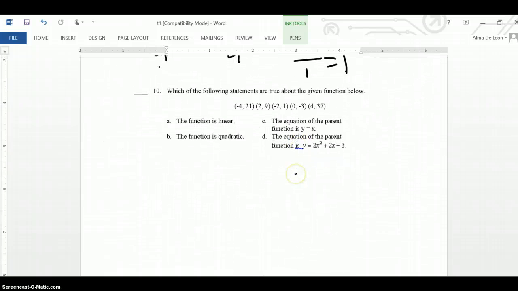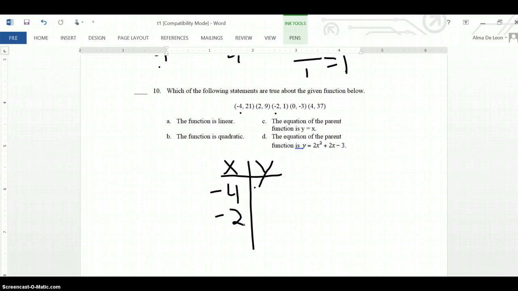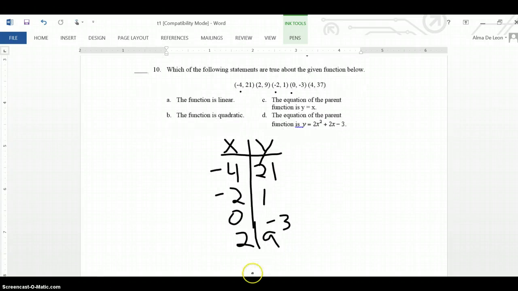Number 10. Which of the following statements are true about the given function below? So we first have to determine whether it is linear or quadratic. Again, we're going to do that by looking at the rate of change. I'm going to list my x's from smallest to biggest. -4, -2, -4 goes with 21, -2 goes with 1. Then I have 0, 2, and the very last one is 4 and 37.